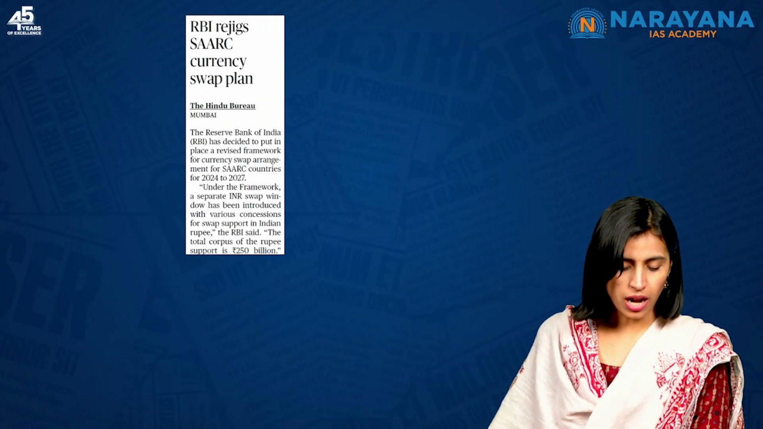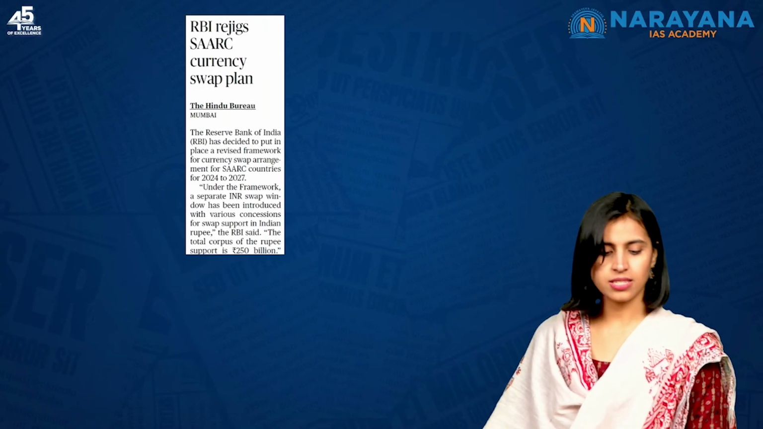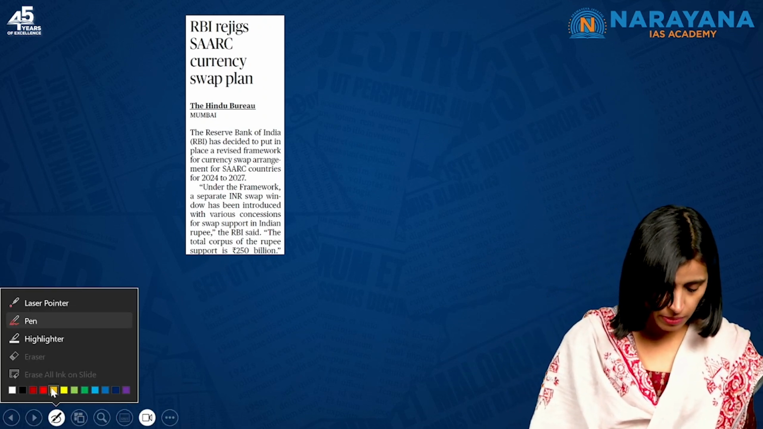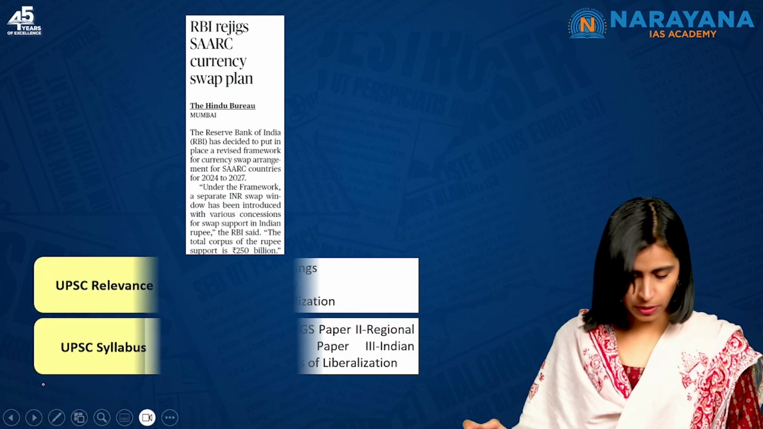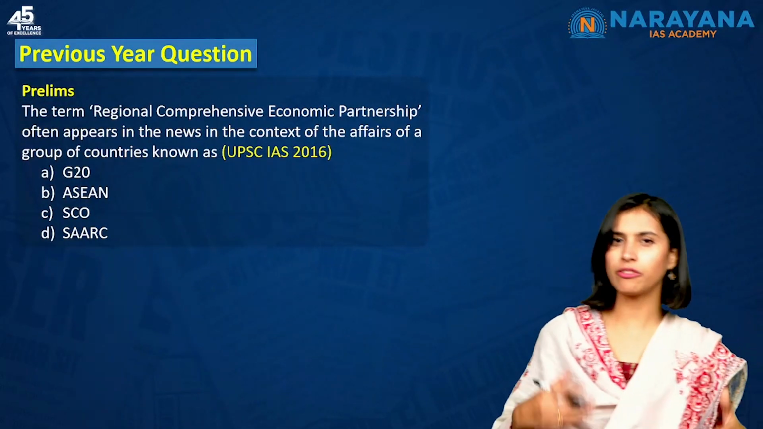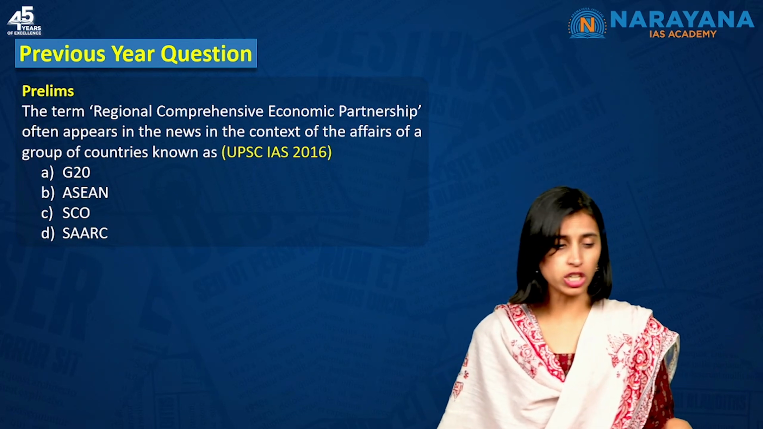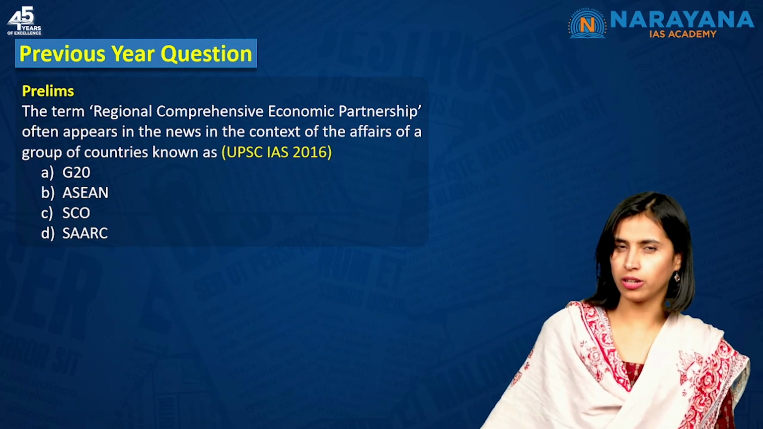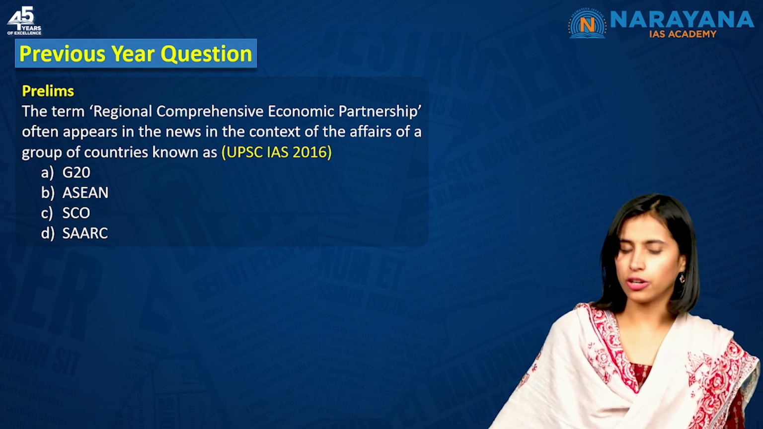Now let's move on to the article, that is, RBI rejigs SAARC currency swap plan. In this article, we will discuss what a currency swap agreement is, which comes under the GS Paper 3 prelims, and it can also be asked in mains. Along with that, we will discuss some regional groupings as well, especially SAARC, because this swap agreement is implemented in regard to SAARC.